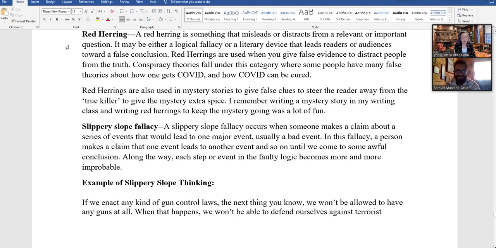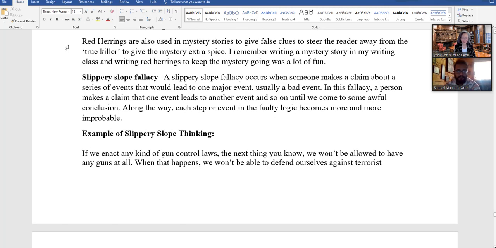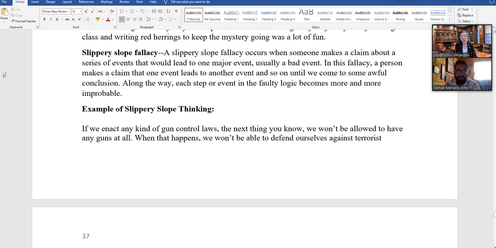So journalists know about all of these fallacies, and politicians know how to get out of them. Slippery slope fallacy occurs when someone makes a claim about a series of events that would lead to one major event, usually a bad event. In this fallacy, a person makes, this is simply like a false dilemma. In other words, if you don't do as I say, I'm going to divorce you. In other words, you create a false dilemma. If it's either this or that. You either do as I say, or else we are going to get a divorce.